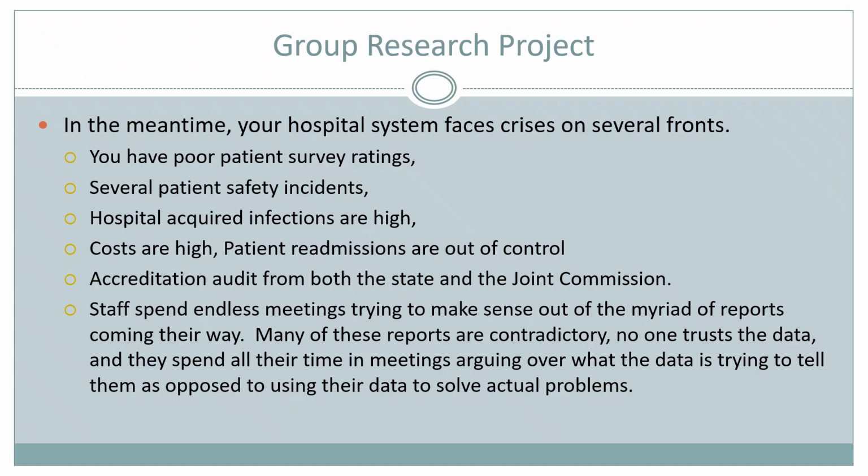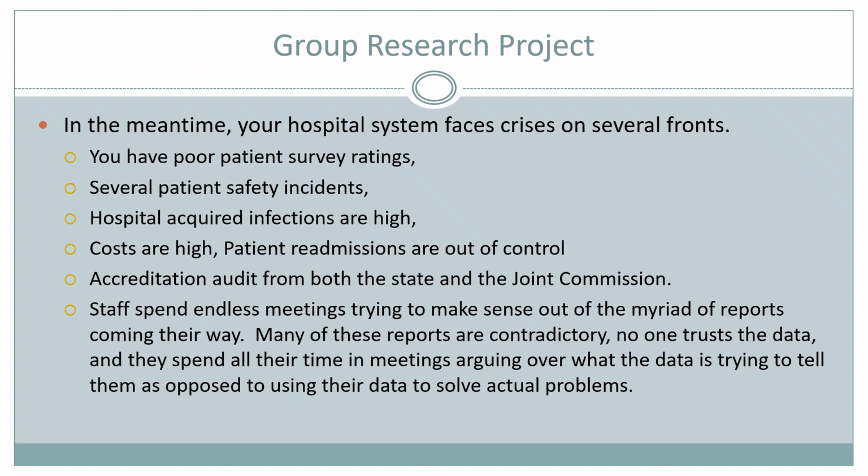You have poor patient survey ratings. You've had a number of patient safety incidents. You've had a lot of issues with hospital-acquired infections. Your costs are high. Your readmissions are out of control. You're dealing with accreditation audits from both the state and the Joint Commission. And your staff spend endless meetings trying to make sense out of all the data that you have. They're unable to do so.